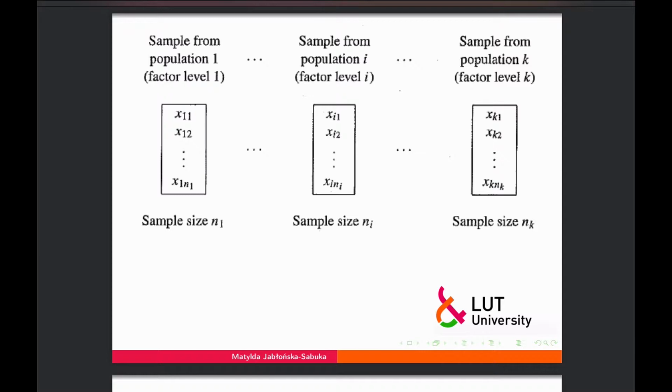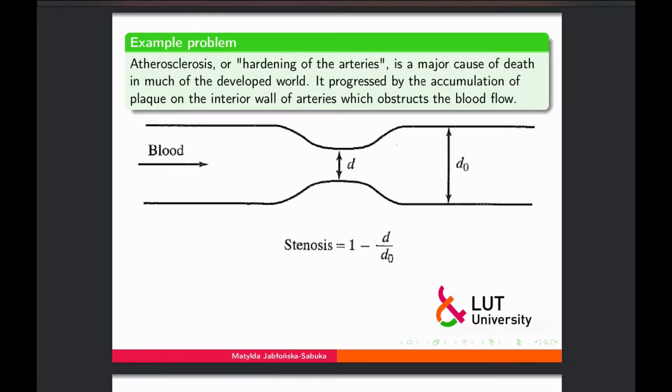So for instance, an example problem here: if we consider atherosclerosis, or in other words, hardening of the arteries, it's a major cause of death in much of the developed world. And it progresses by accumulation of plaque on the interior wall of arteries, which obstructs the blood flow. So the more plaque in here on the sides, the harder it is for the blood to flow, and of course that causes some risks.